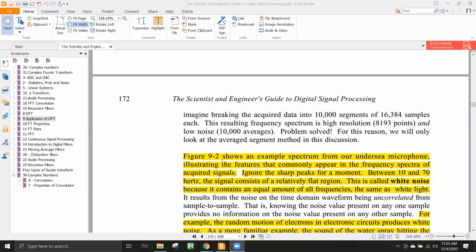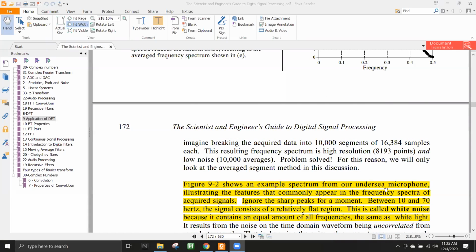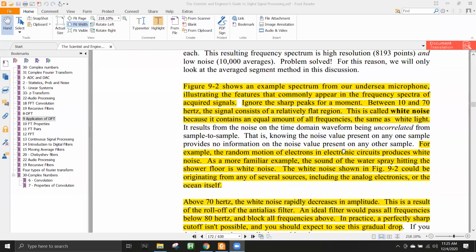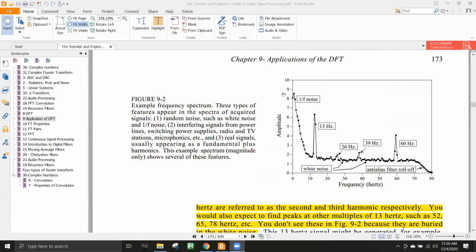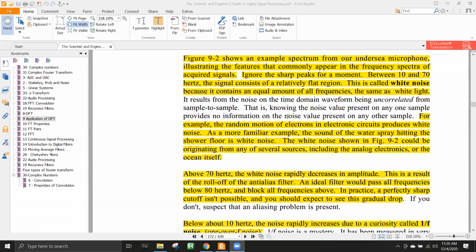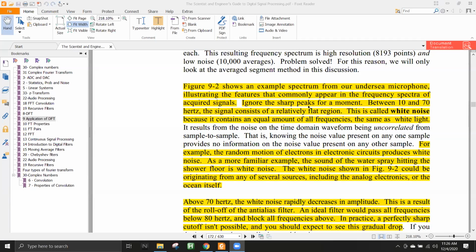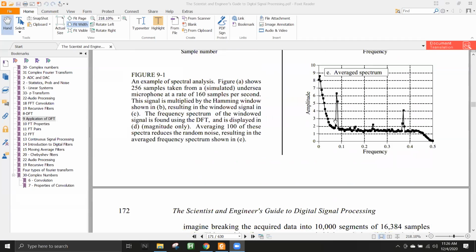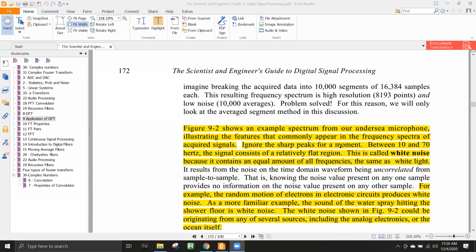So now we can see that figure 9.2 shows an example spectrum from our undersea microphone. We are using that same figure here, but here some important information is noted out. So we'll see what these are. If you ignore the sharp peaks, by sharp peaks I mean these ones, then between 10 and 70 hertz, the signal consists of a relatively flat region. This is called the white noise.